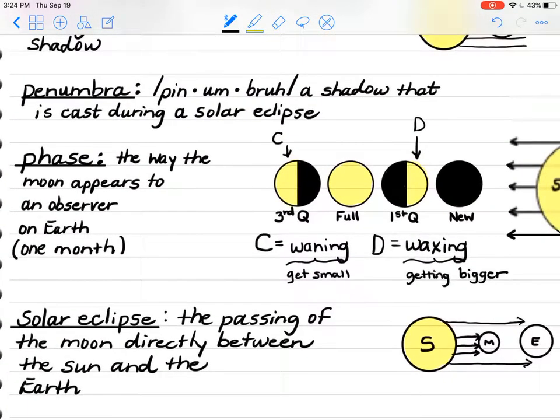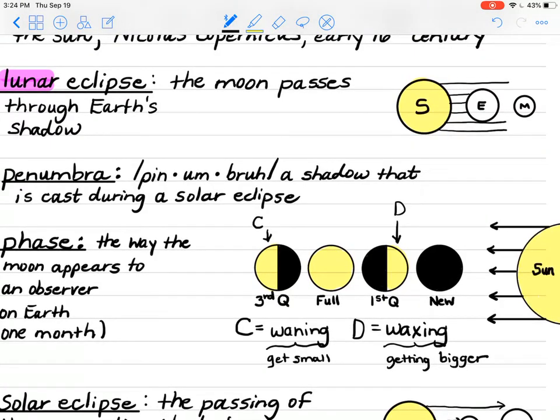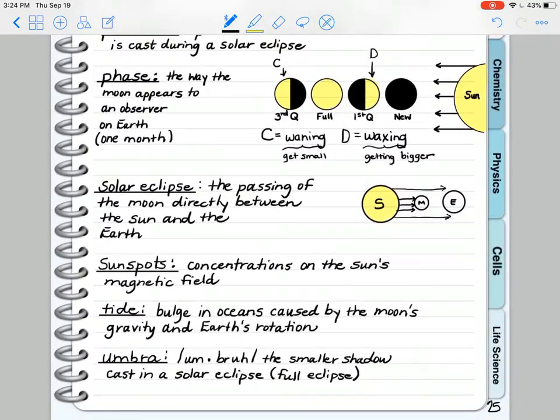If you are in the penumbra, and we can go back up here, the penumbra, you will only see a partial eclipse of the sun because this is a bigger area. But it is still going to show you a partial blocking of the sun. But penumbra is partial, umbra is a full eclipse if you happen to be in that umbra area.